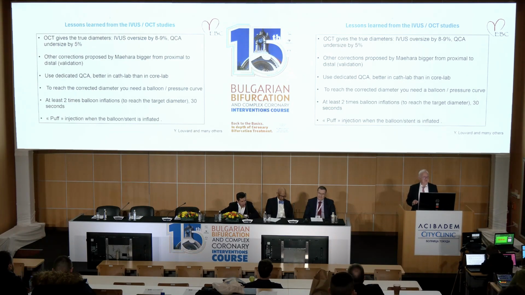So the lessons learned are there. OCT gives the true diameter, IVUS oversizes, QCA undersizes. Other corrections proposed by Korean colleagues can be bigger than 5%. I told you. Use dedicated QCA, better in the cath lab than in the core lab, because it's here. And to reach a corrected diameter, you need a balloon. After that, you have the diameter.